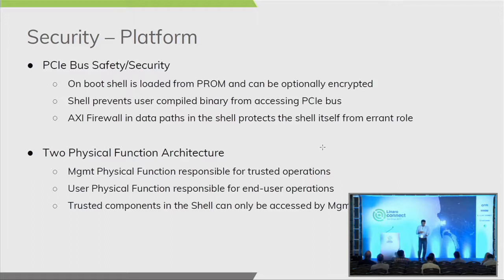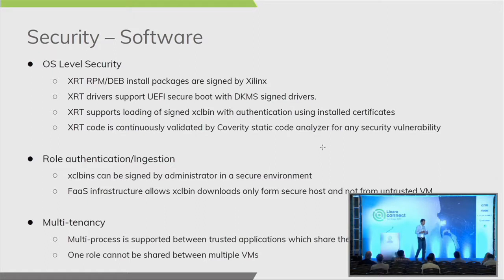I already talked about the platform aspect of the security. Let's talk about the software aspect of the security. The XRT packages that you download from the Xilinx website are signed by Xilinx, and these are RPM and Debian packages. The drivers support UEFI secure boot, and if you're running in UEFI secure mode, then only signed xclbins can be loaded by the drivers. We also have continuous integration with Coverity, which continuously scans our code as new pull requests arrive on GitHub, so that gives us any code defect alerts.